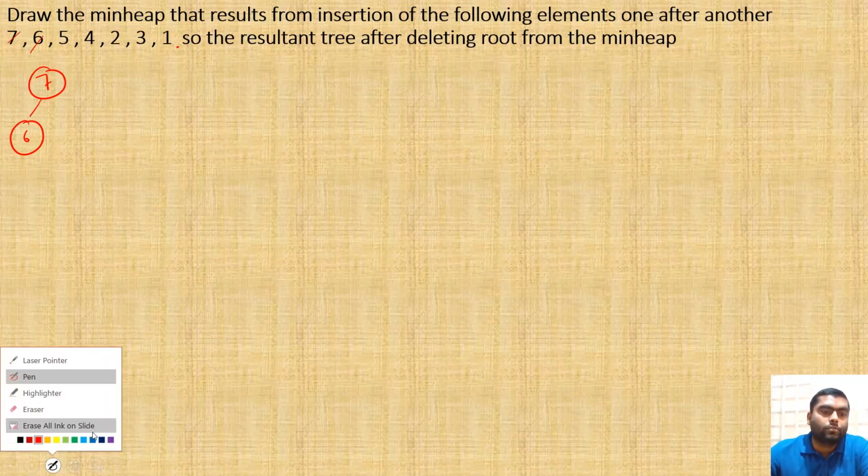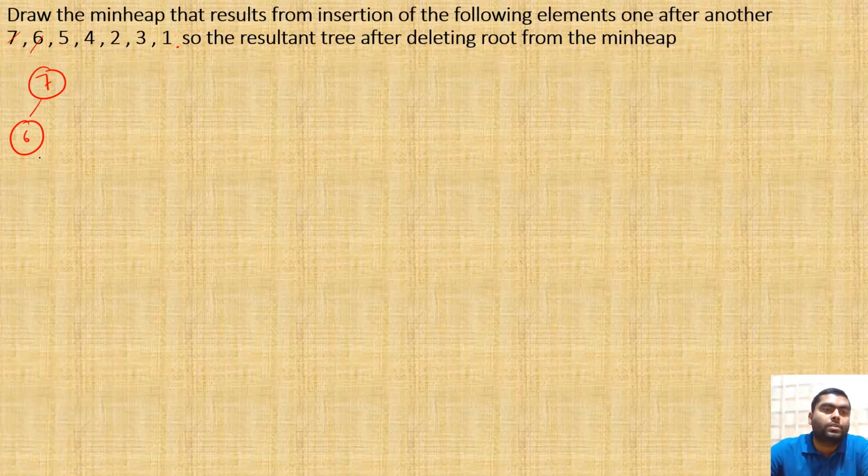So the root should have the minimum value. So there is a problem. Now one swap, one interchange is required. So the resulting tree after this step has 6 and 7. Now next is what? 5. So 5 will be on the right side.